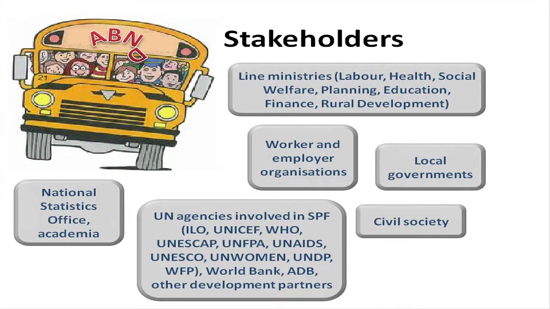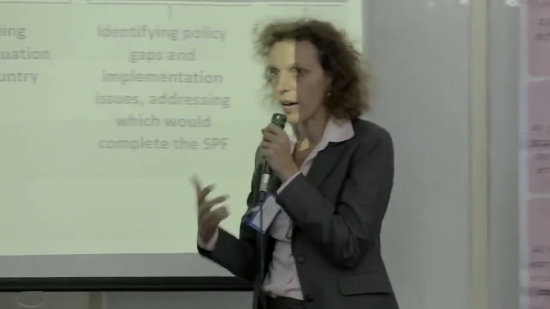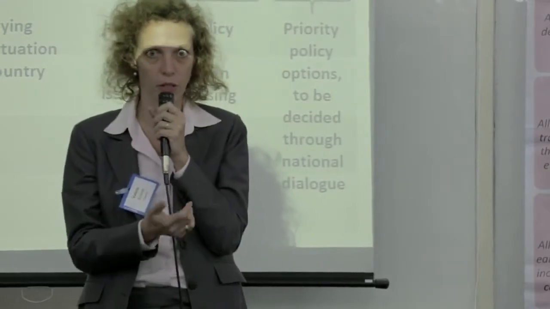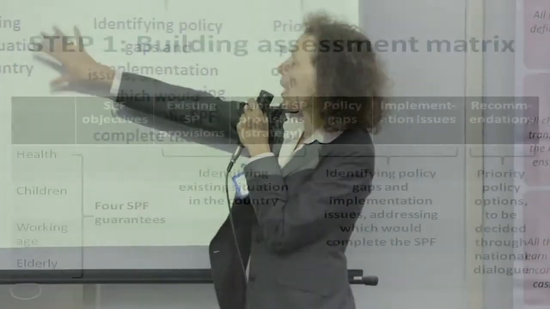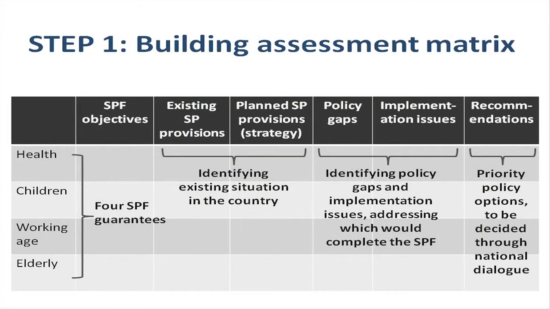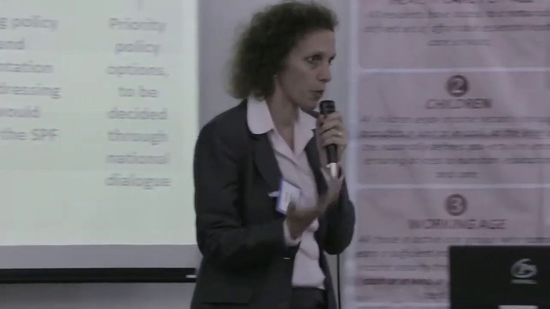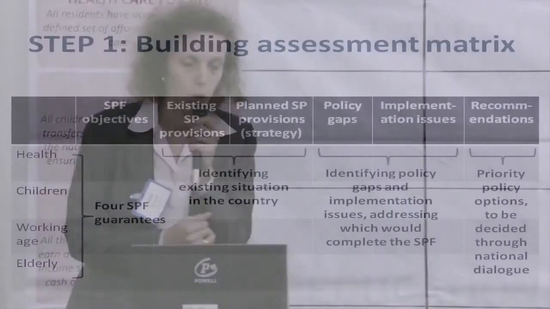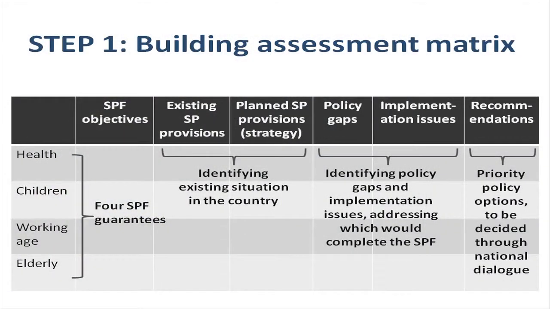So the first step, we will go very quickly now, is building the assessment matrix. The first step is to identify the social protection situation in the country, to see whether the social protection floor is already in place or not. So we look at health, children, working age, the elderly, and we ask ourselves, is there a social protection floor for health already? What are the different schemes that exist for health? How many persons are covered? What kind of benefits do they have? Etc. Are there problems?